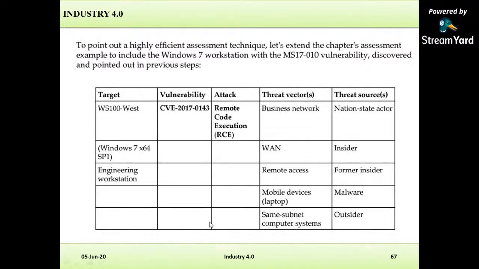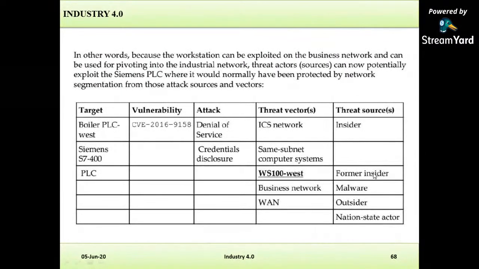Another one is if you are on the WS100 based system, these are the things that will be affected. So where will the threat vectors come into the picture? What are the threat sources? If you are going to use Windows with this particular service pack, then WAN and the insider will be involved. So engineering workstation, remote access, mobile devices, same subnet computer system, then the outsider, malware, or middle layer attacks will come into the picture. Here remote access means insider attacks are available according to Industry 4.0.